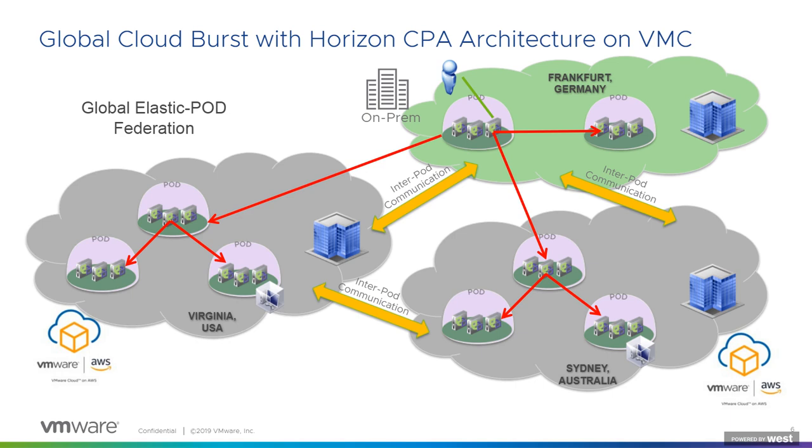So here's a very, very high level depiction of how you may be able to get a global cloud burst deployment with Horizon CPA architecture. And here we have an on-prem pod that's sitting in Frankfurt, Germany. And then you can actually set up additional Horizon 7 pods in multiple AWS locations. There could be one in Sydney, Australia, one in Virginia, USA. And then you'll be able to connect all of them into a pod federation to be able to get that global cloud burst.